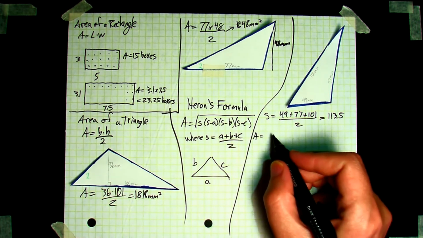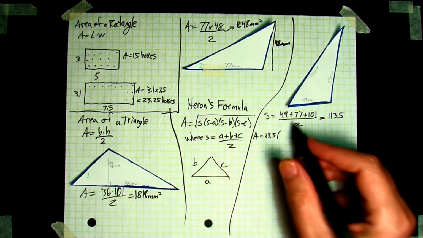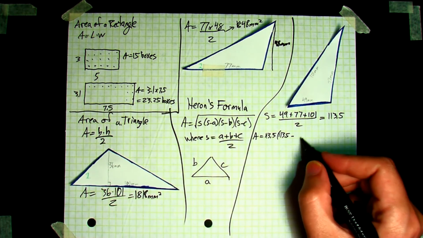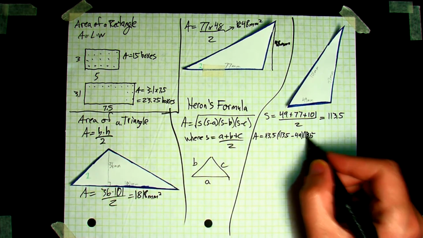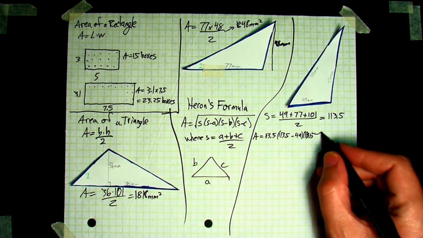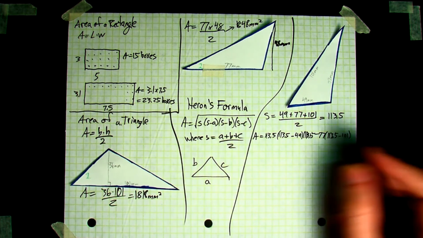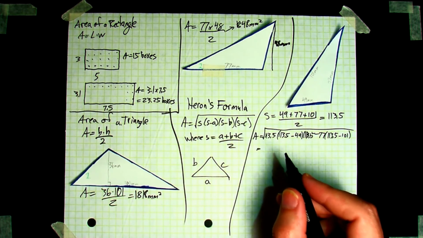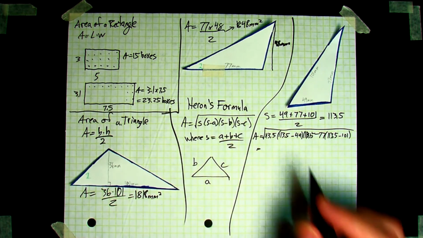This takes a second to write it all down, but we get the square root of 113.5 times (113.5 minus 49), times (113.5 minus 77), times (113.5 minus 101). So if you simplify this, you can put this all in your calculator in one step, but if you go through the math, it's going to look something like this.